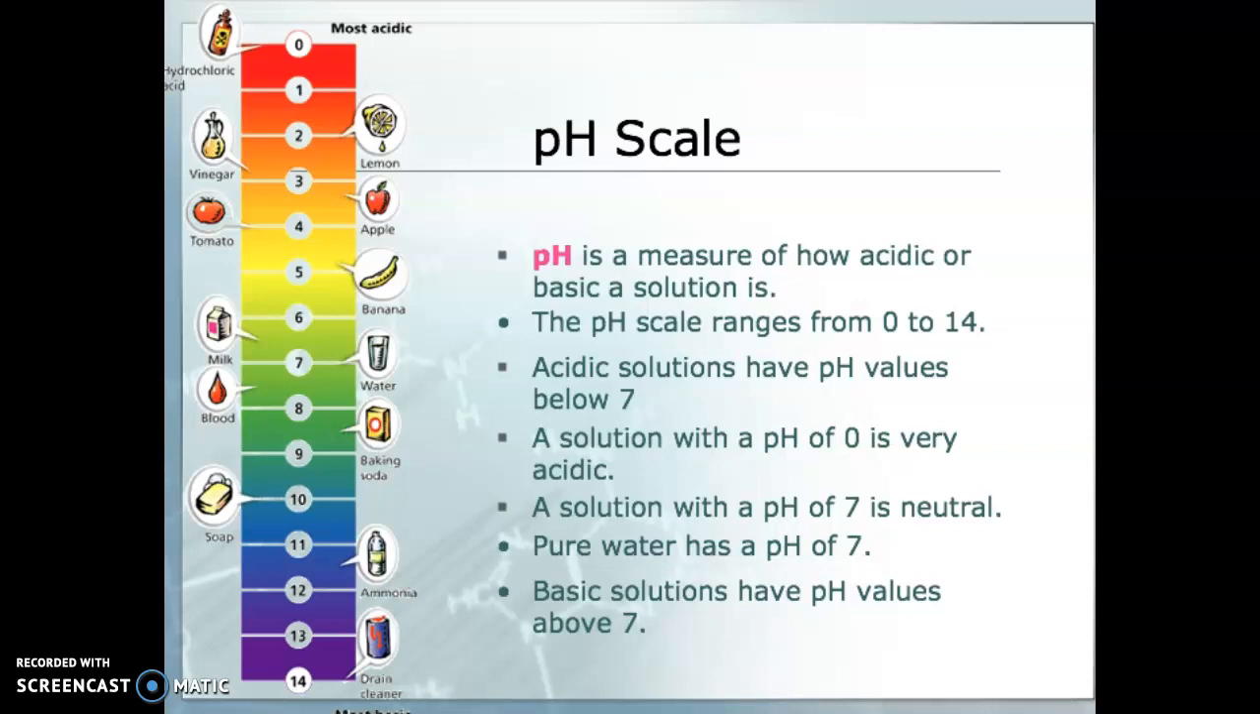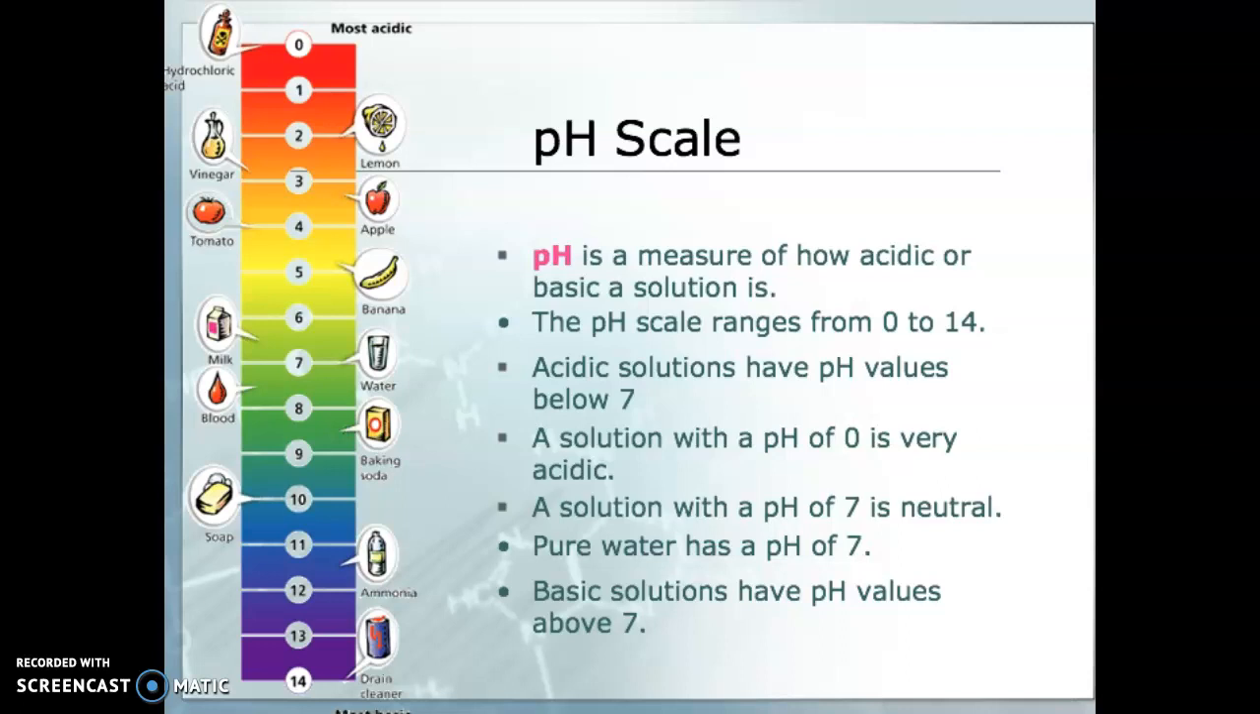And then you have lemons at 2, and then vinegars between 2 and 3, and you have an apple around 3, tomatoes are 4, bananas are around 4 to 5. Then you have milk, which is going to be closer to 7. Water is at 7. Remember I said that your blood is a little basic. It's in between 7 and 8.